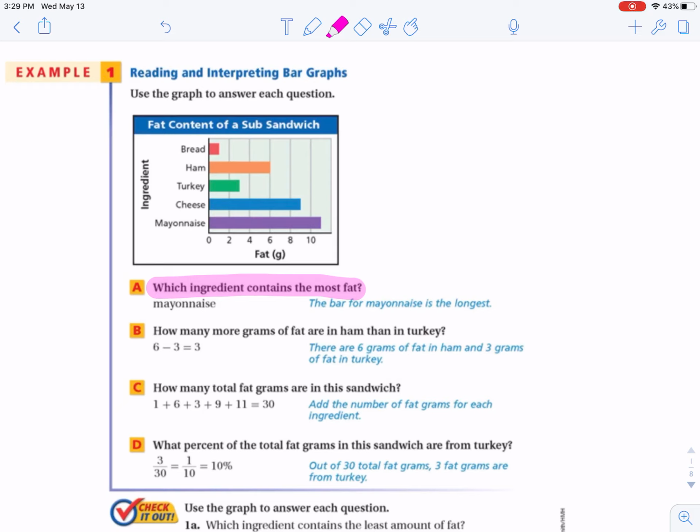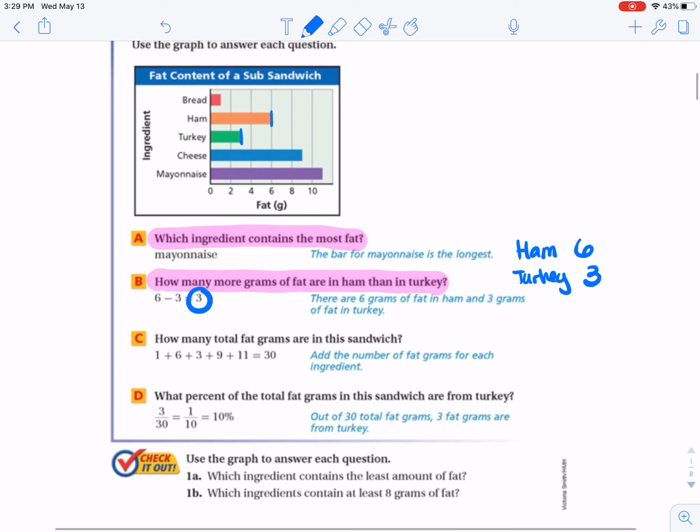The second question, how many more grams of fat are in ham than turkey? So you'd have to do a little bit of estimating. Ham really stops right at the bar. So ham is 6 grams of fat, and then they wanted to know turkey. So turkey kind of falls in between. We'll just say it looks like it's almost perfectly in half. So turkey is 3. So the difference, 6 minus 3 gives me 3. So ham has 3 extra grams of fat than turkey.